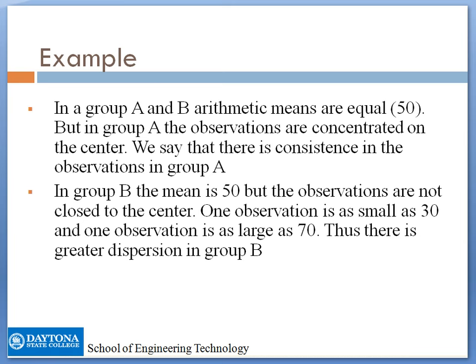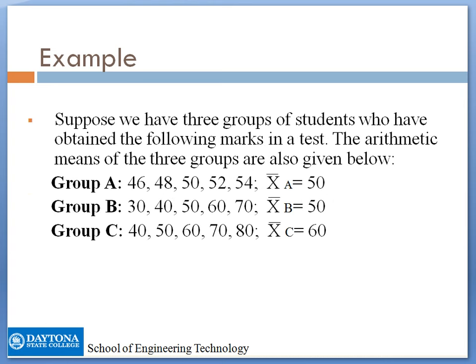So we say that there is a consistency in the observations in group A. Now in group B, the mean is 50, but the observations are not close to the center. And the closeness is given by the measures of dispersion, because it's how spread out the data tends to be based on a target value in the center. You see that you have 30, 40, 50, 60, 70. They're not as close as group A.